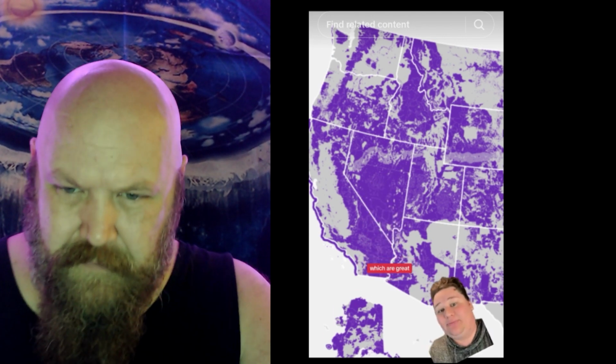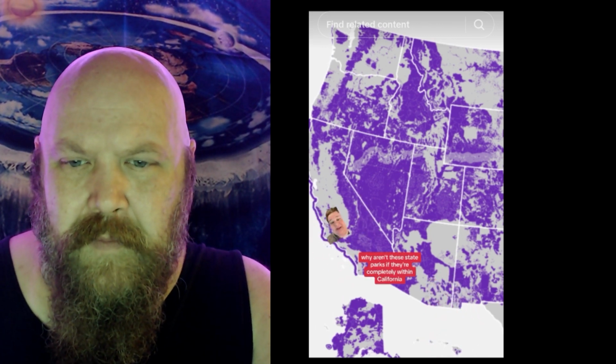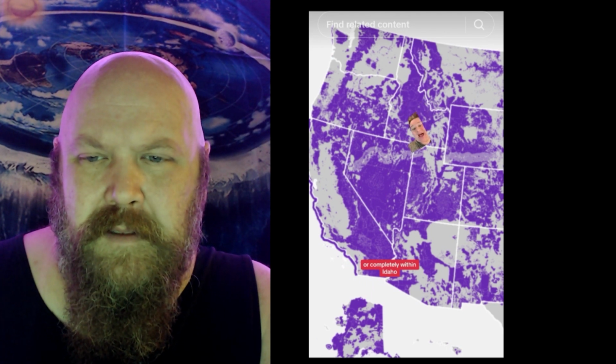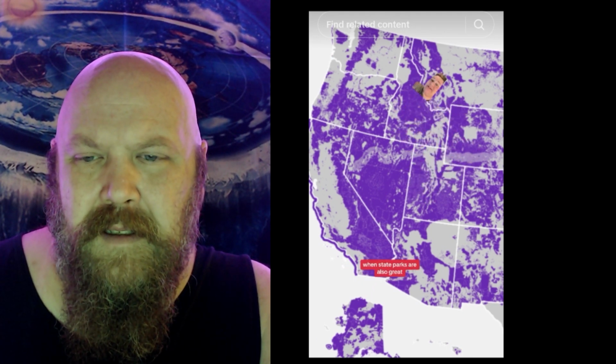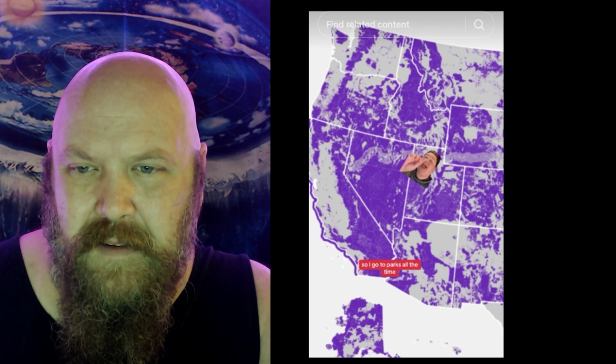A lot of this is also national parks, which are great. But it does beg the question, why aren't these state parks, if they're completely within California or completely within Idaho? Why is it that it needs to be a national park and not a state park when state parks are also great? Now, don't get me wrong. I love me some parks. I go to them all the time. I live over here, so I go to parks all the time.